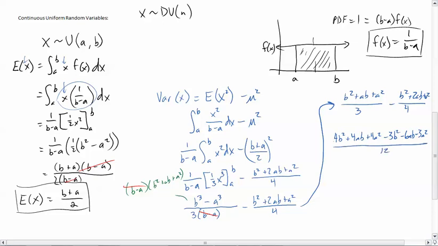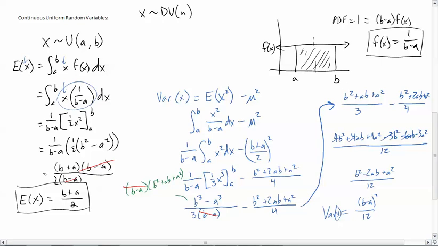I put those together. Notice I got 4b squared minus 3b squared, which will give me b squared. 4ab minus 6ab, which would be minus 2ab. And then I got 4a squared minus 3a squared, which will be plus a squared, which, strangely enough, factors to b minus a squared over 12. And so my variance then is (b minus a) squared over 12. Remember we're doing a general statement here, so this is for any continuous uniform random variable.